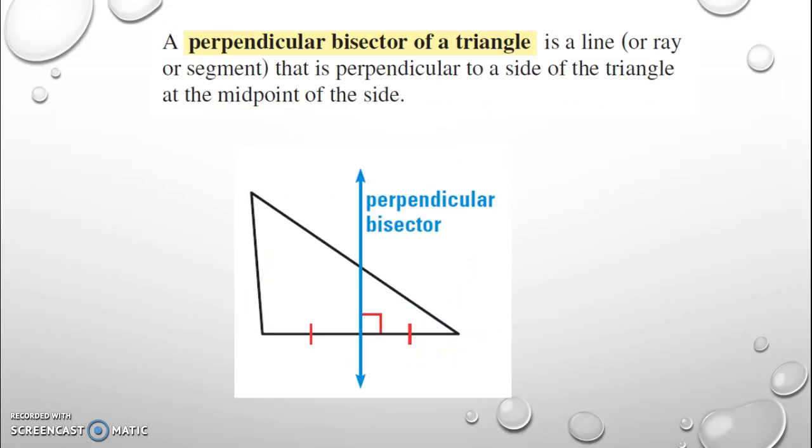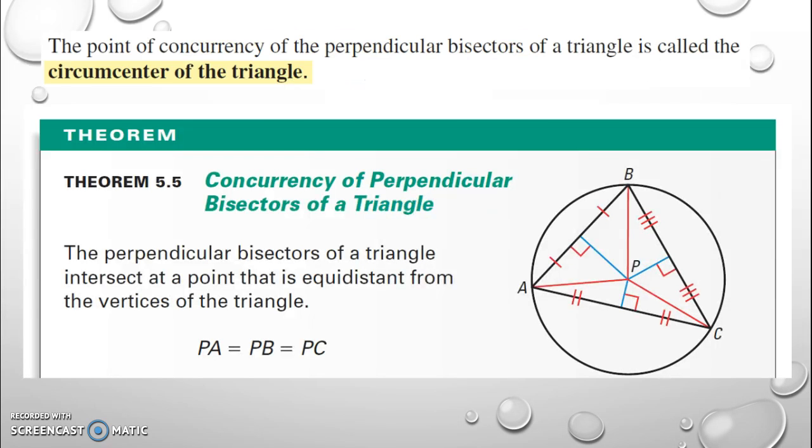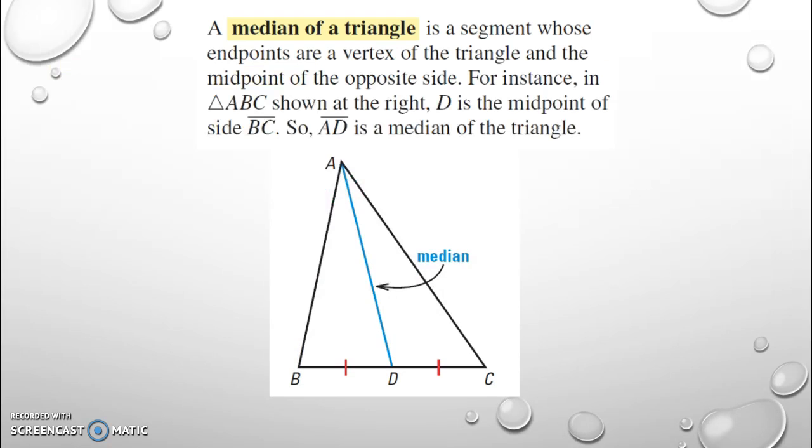A perpendicular bisector of a triangle is the same thing as the idea behind a perpendicular bisector of a side. It just takes place in a triangle, so it is both perpendicular and it bisects the side of that triangle. When we talk about the point of concurrency, when the three perpendicular bisectors of a triangle intersect, when they meet, we call it a circumcenter.